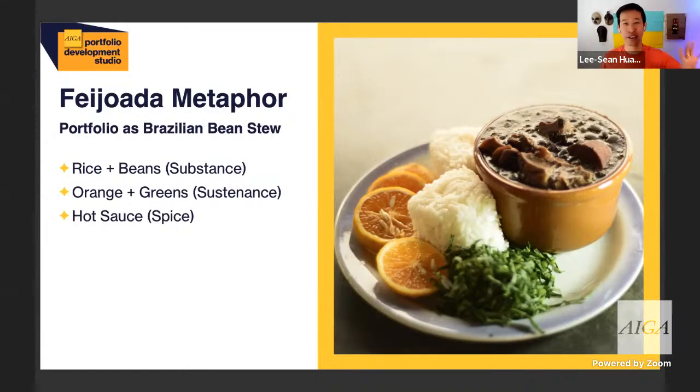And not in the picture, but I think an essential part of a feijoada plate, is a generous helping of hot sauce as well. This is the spice that you're adding to it, right? What are some of the things that you do that set you apart or make you more memorable, give you an edge beyond just the basic rice and beans and the counterpoint there? I don't know if you have any food metaphors for what you were thinking about in terms of your portfolio, but I like to draw in some of these other things for how we talk about our portfolios.